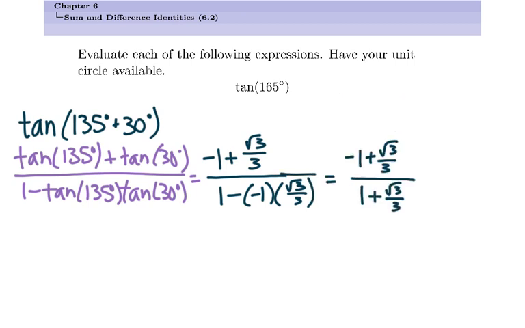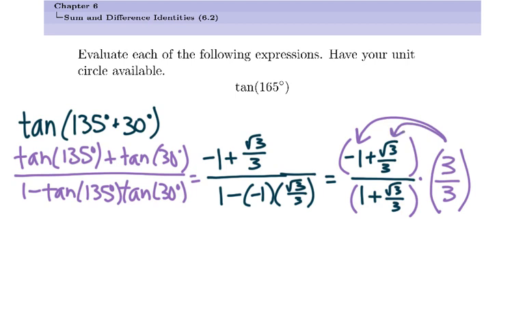Now, I could multiply by 1 minus square root of 3 over 1 minus square root of 3, but I first want to get rid of those fractions. I think it'll be a little bit easier for you guys. So I'm going to multiply the top and the bottom by 3, which really means I'm multiplying this entire fraction by 3 over 3 or by 1. So that's why this is allowed. So I'm going to multiply every single term in the numerator by 3. So this becomes negative 3 plus square root of 3 over, same to the bottom, 3 plus square root of 3.